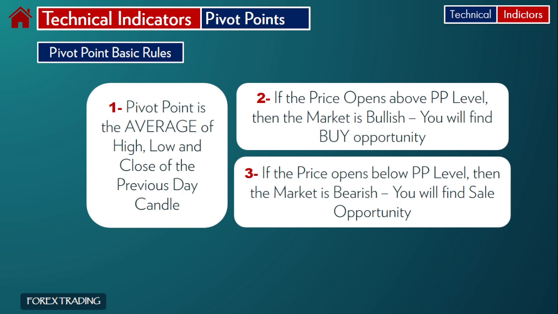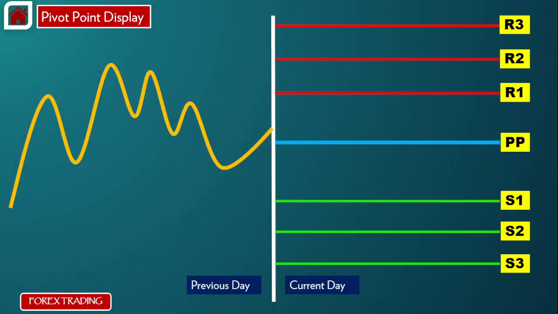And if the price opens below PP level, then the market is bearish, and then you will try to find sale opportunity. And then there are other checklist analysis that you need to perform before taking a trade with the pivot point indicator. Okay, this is how pivot point displays on your chart.